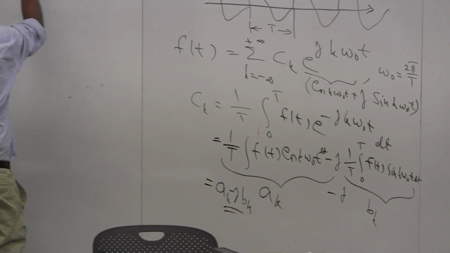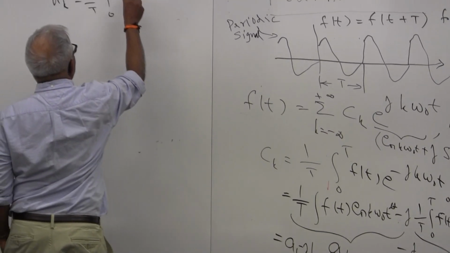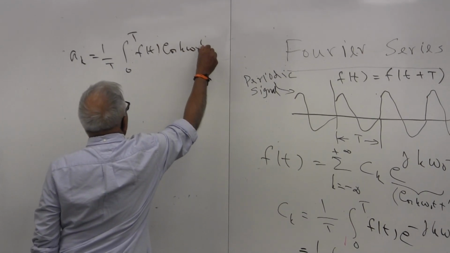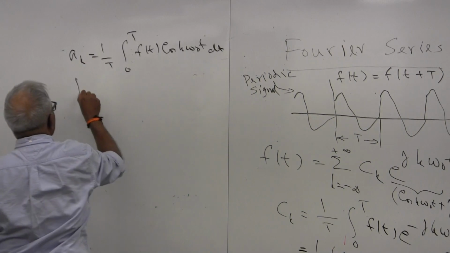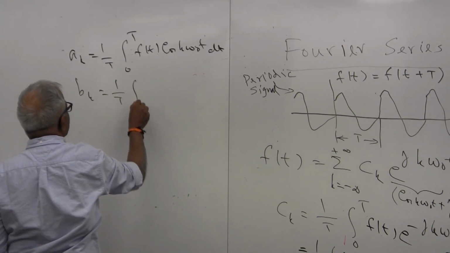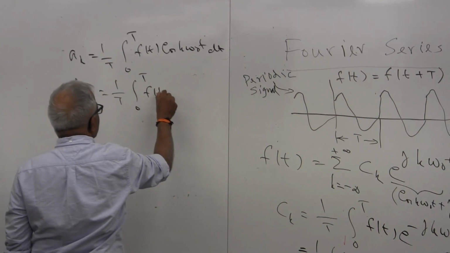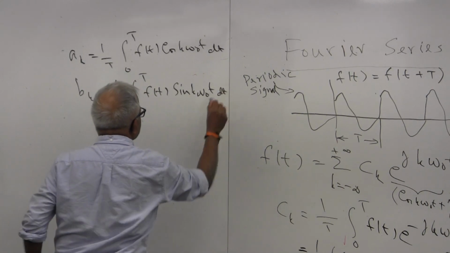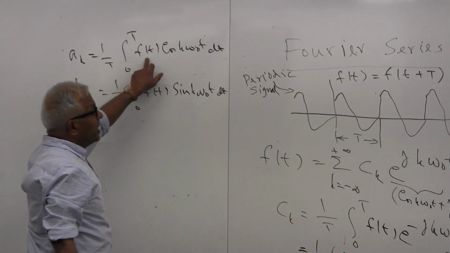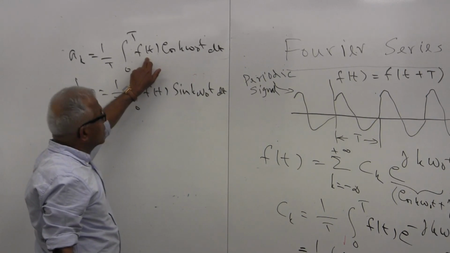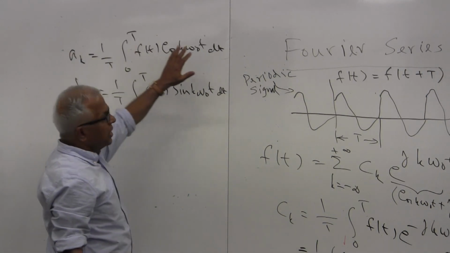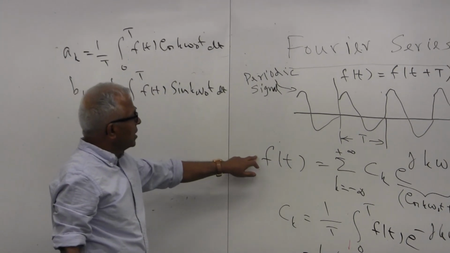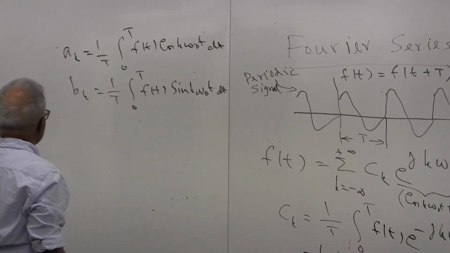So ak is 1 over T integral 0 to T f(t) cos k omega naught t dt, and bk is 1 over T integral 0 to T f(t) sin k omega naught t dt. So f(t) could be complex in general, but if f(t) is real, you notice that ak is real because this is real, and bk's are real. So if this is real, then we can use this representation.